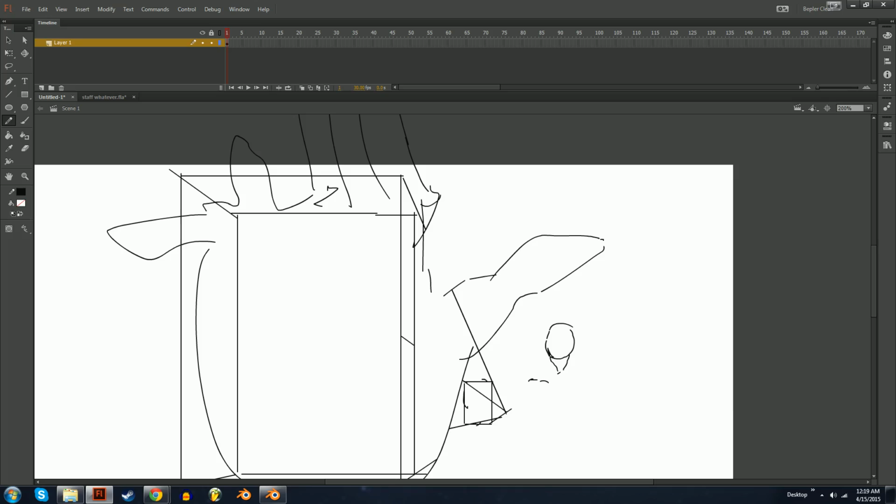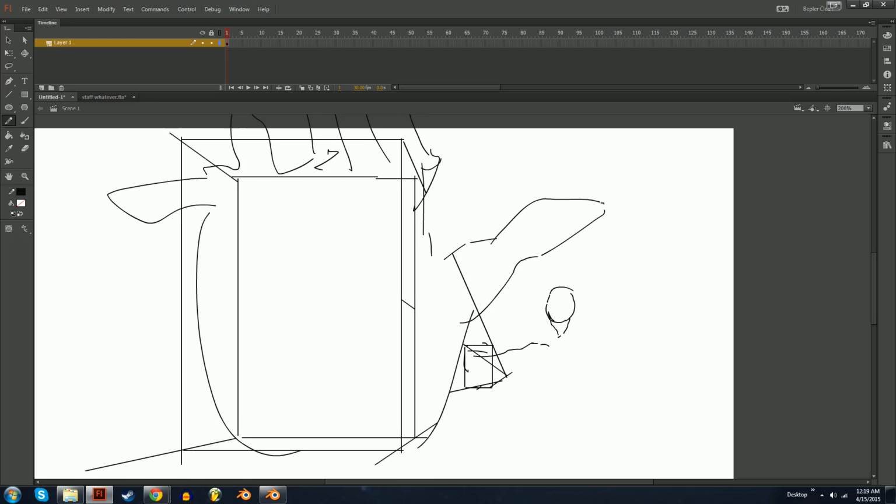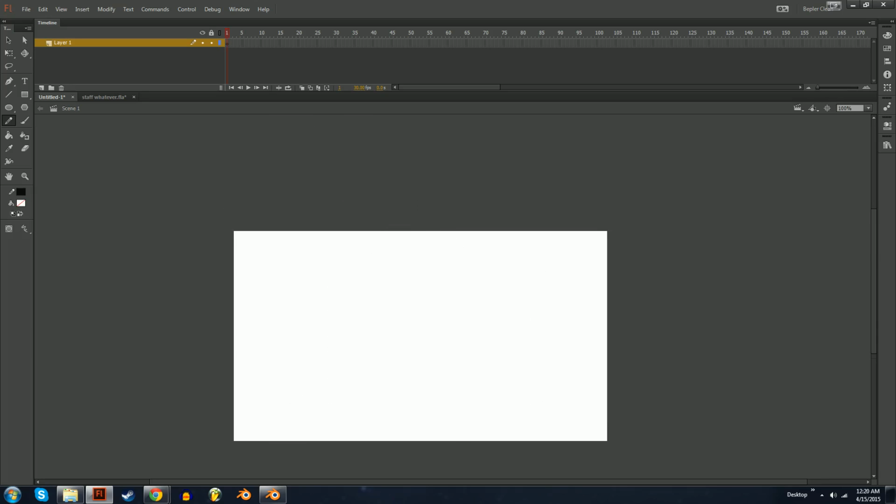Split the difference, and then draw the arm there. Oh. So I'm going to say don't.